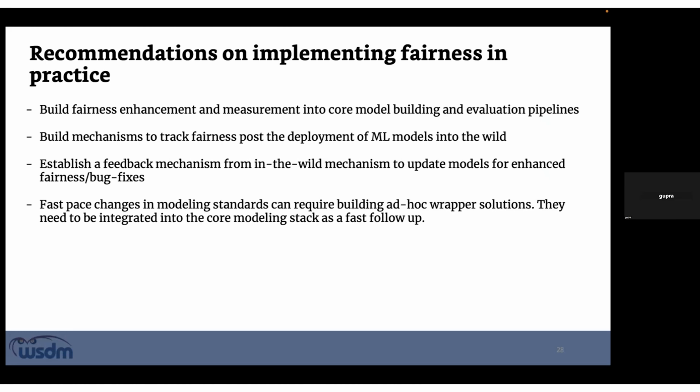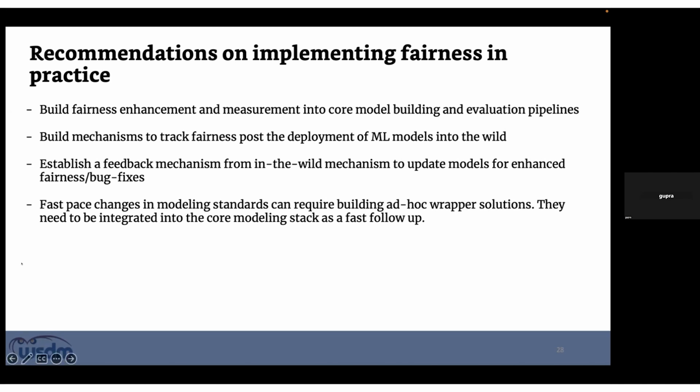Finally, I'll talk about some recommendations on implementing fairness in practice. A few things that we take care of when we are incorporating fairness into model building: writing them into papers is one thing, but putting them into practice takes more care. And I'd like to thank the engineering team that worked with us for this.